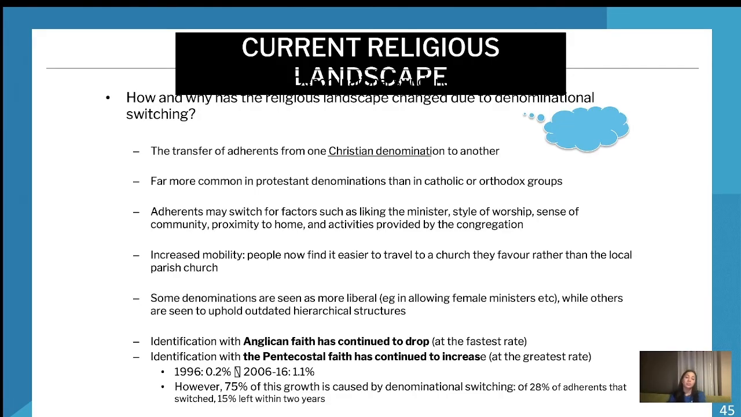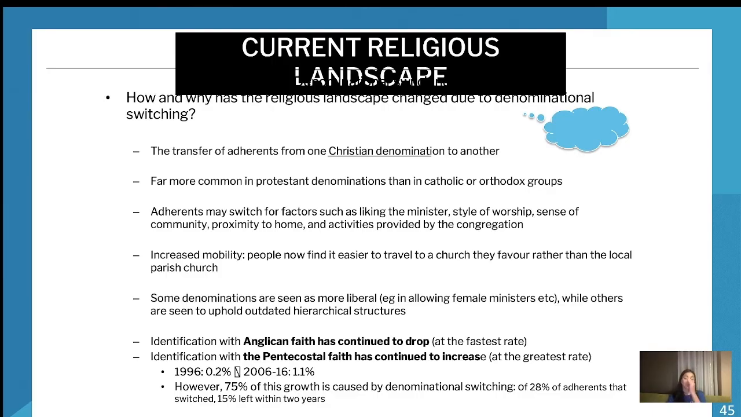Denominational switching has got to do with the transfer of adherence from one Christian denomination to another. And it's far more common in Protestant denominations than it is in Catholic or Orthodox groups. They might switch because they like a minister, or the style of worship, or the sense of community. Maybe it's close to their home, or the activities that a certain congregation provides.